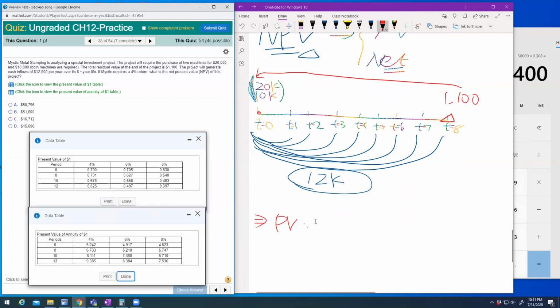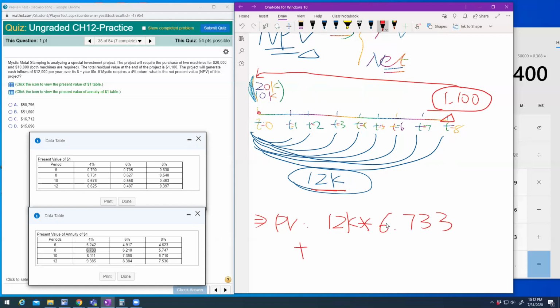So first thing is every year you get this 12,000, and this is an annuity for 8 years at 4%. So we need to get the annuity factor for 4%, 8 years. So it will be 6.733. But remember, we still have this residual. Residual is extra cash flow. So you got 1,100 and then times what?